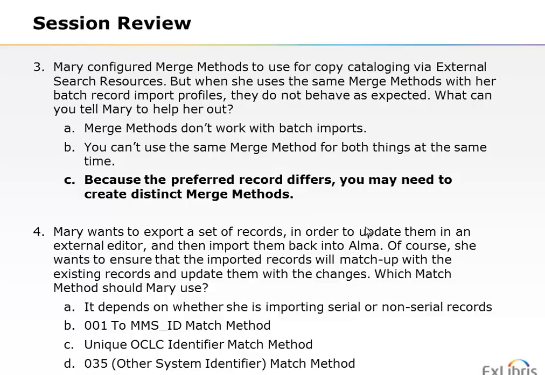Last question. Mary wants to export a set of records in order to update them in an external editor, and then import them back into Alma. Of course, she wants to ensure that the imported records will match up with the existing records and update them with the changes. Which match method should Mary use? A. It depends on whether she is importing serial or non-serial records. B. 001 to MMS ID match method. C. Unique OCLC identifier match method. Or D. 035 other system identifier match method.